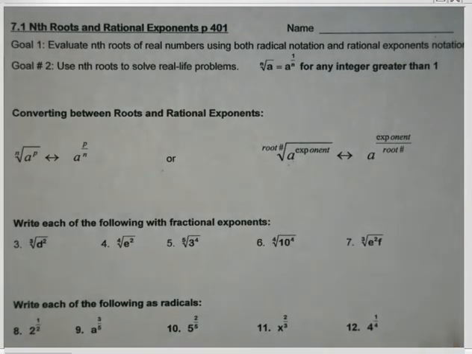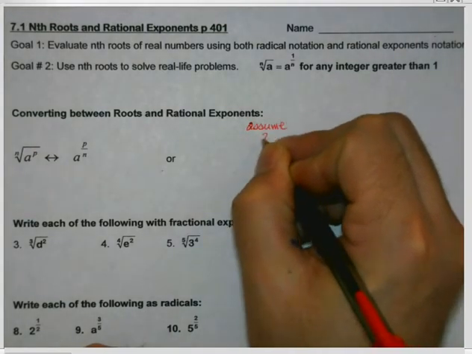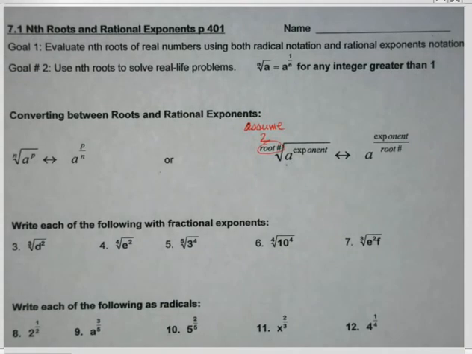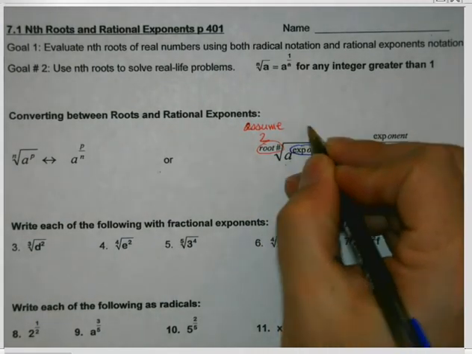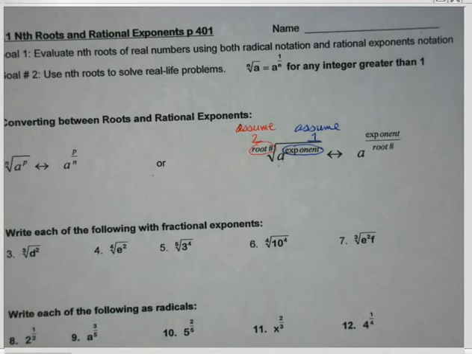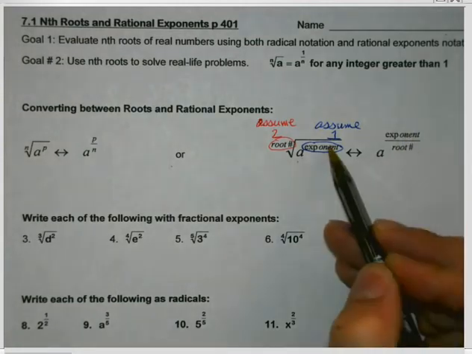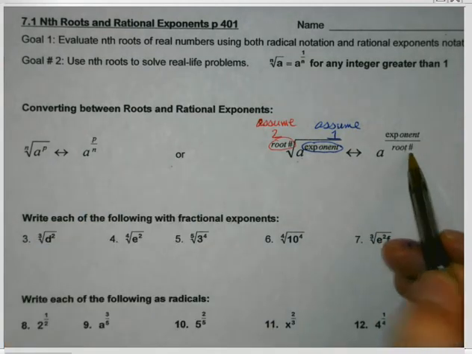And actually, let's make note of that. We're going to assume that this is a 2 if I don't see a number there. My exponent, I'm going to assume, is a 1 if I don't see something. And when I go to turn something that's a radical into an exponent form, it always is going to be the exponent over the root number.